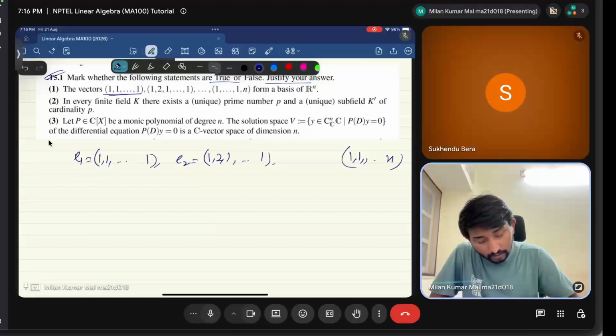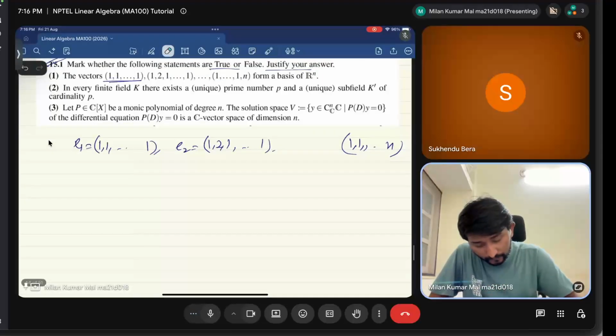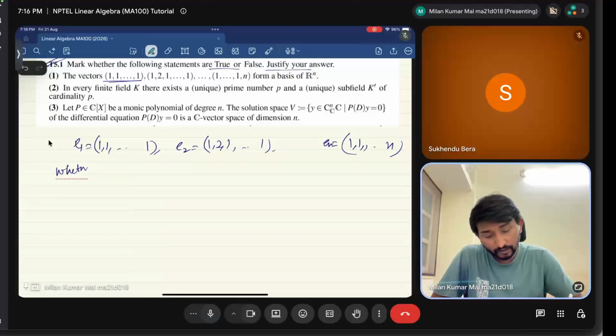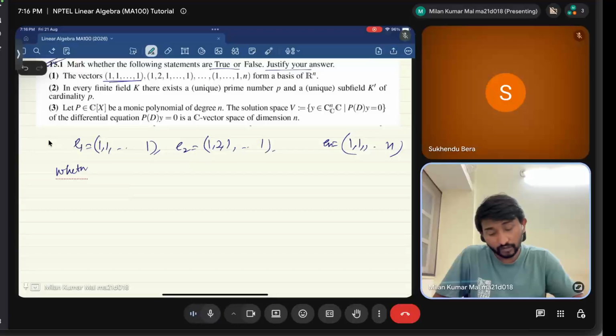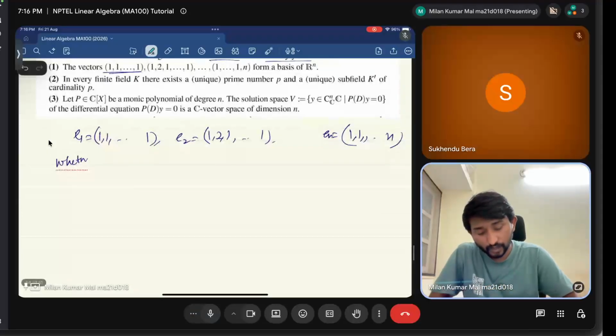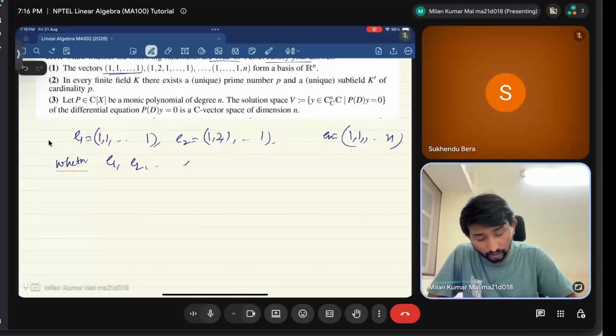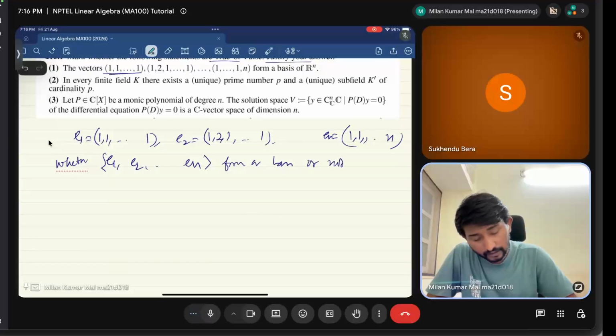The question is whether this is E2 and this is, let's take En. So the vectors: first position 1, next, second position 2, and nth position n, that's what it is, right? Whether E1, E2, all the way to En forms a basis or not?